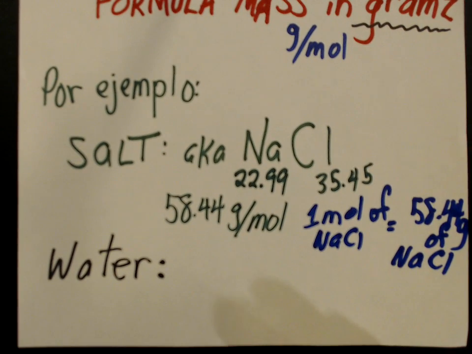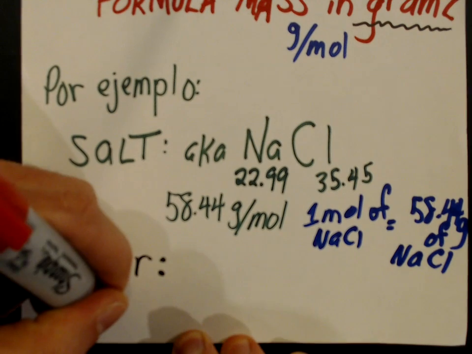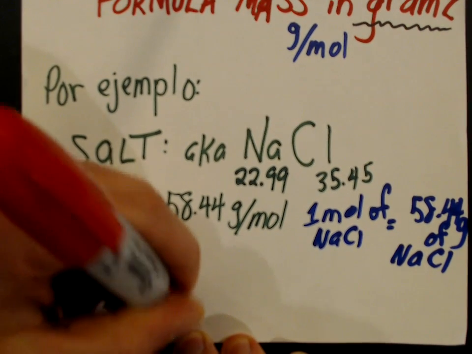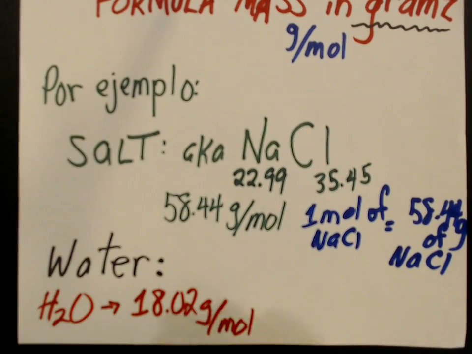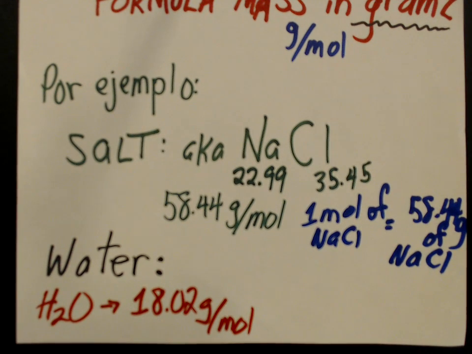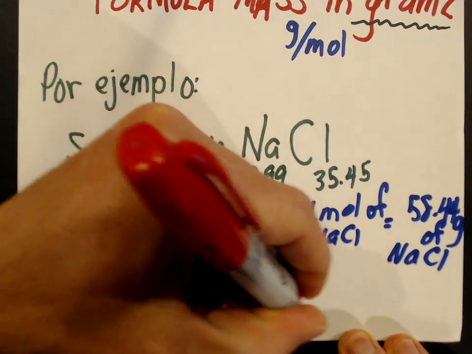Now let's take water as another example, our good buddy water. Everybody knows water's formula, H2O. And I'll just tell you the formula mass for it. Water's formula mass is 18.02 grams per mole. So what does that mean? That means that 1 mole of water has a mass of 18.02 grams. 18.02 grams of water is the same as 1 mole of water.